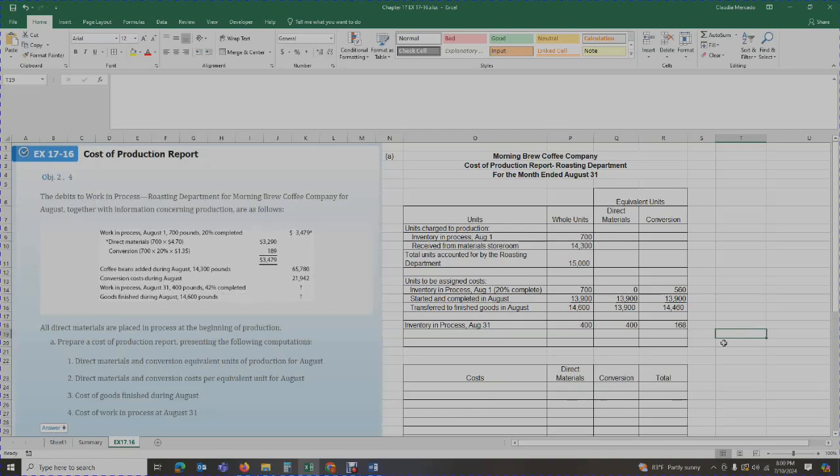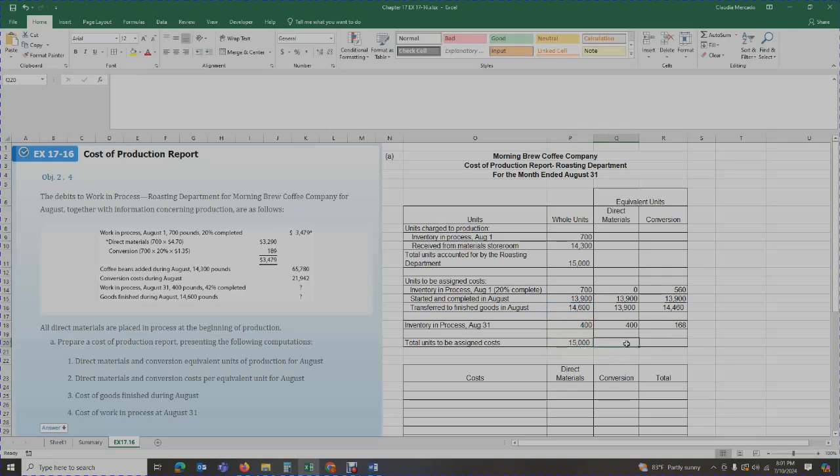So that is the section here, and then what we have to do is just calculate our total units to be assigned costs. Okay, so I'm going to get what was transferred to my finished goods in August, which was 14,600, plus my inventory in process August 31st, and we're going to add those two together. And that will give me 15,000.